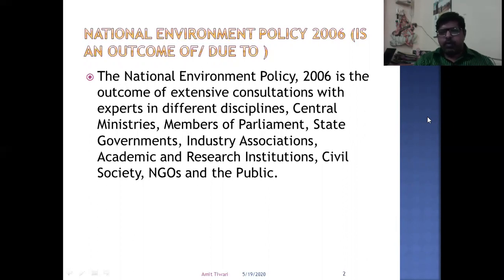It was an outcome of extensive consultation with experts in different disciplines, central ministries, members of parliament, state governments, industries associations, academics and research institutions of the society. They also got contributions from civil society along with the NGOs and the public itself.